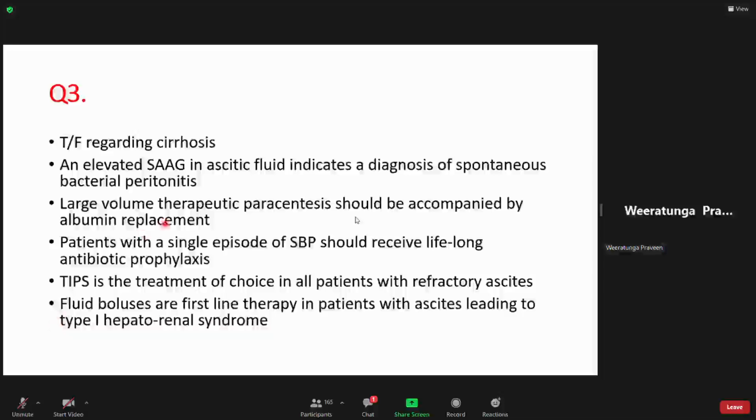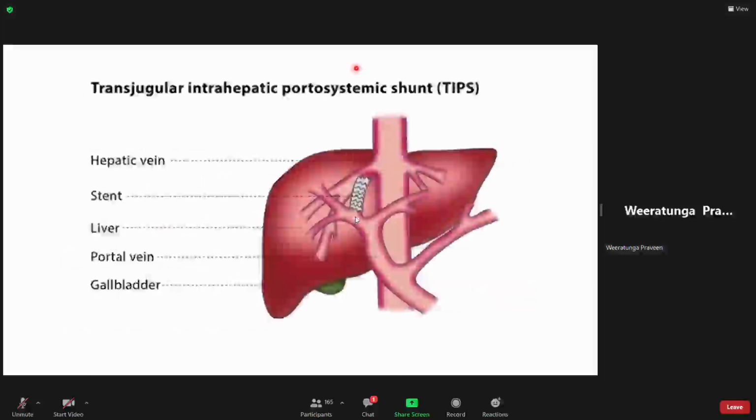Okay, so that is about ascites management. Kavind is asking, can TB cause hemorrhagic ascites? Not commonly. Hemorrhagic ascites is mostly due to malignancy. TB causing hemorrhage is rare, from what I've seen. It's not a very common thing, but it can happen, obviously. Okay, any questions on ascites? This is a picture of the TIPS procedure. You're creating an artificial shunt between the portal system and the systemic circulation.